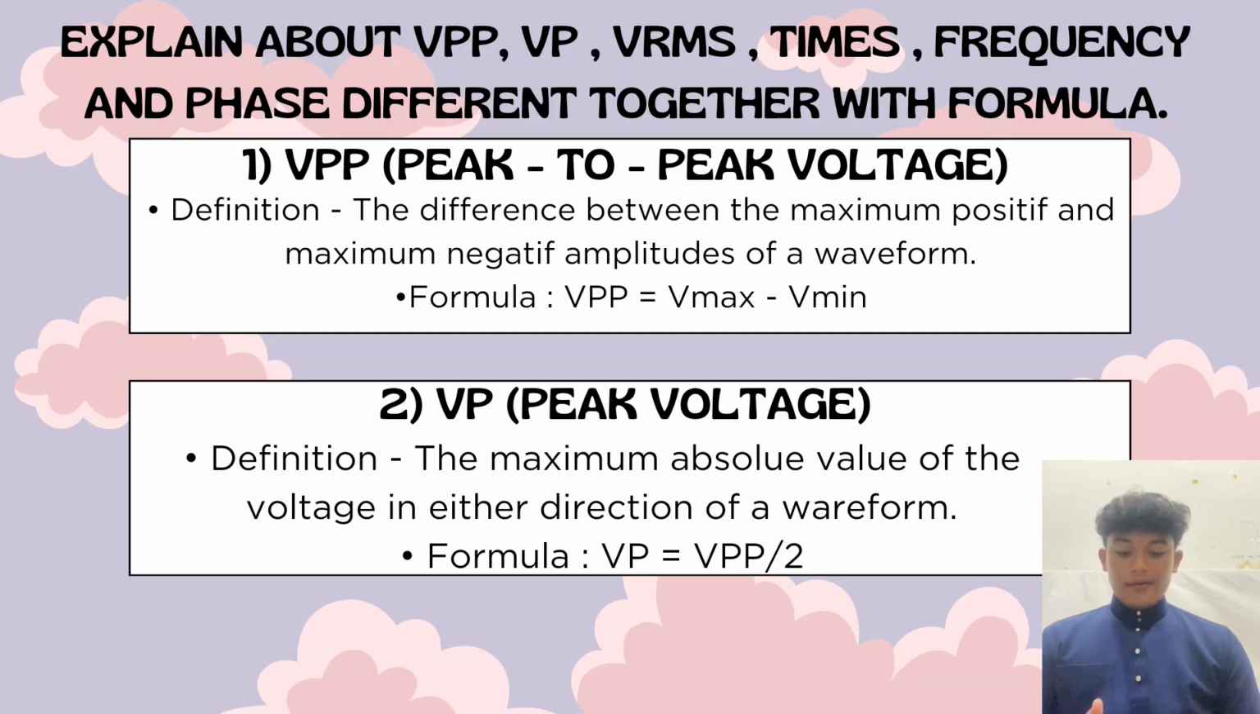Explain about VPP, VP, VRMS, time, frequency and phase difference together with formula. Number 1. VPP, peak to peak voltage. Definition: the difference between the maximum positive and maximum negative amplitudes of a waveform. Formula: VPP equals Vmax minus Vmin. Number 2. VP, peak voltage. Definition: the maximum absolute value of the voltage in either direction of a waveform. Formula: VP equals VPP divided by 2.